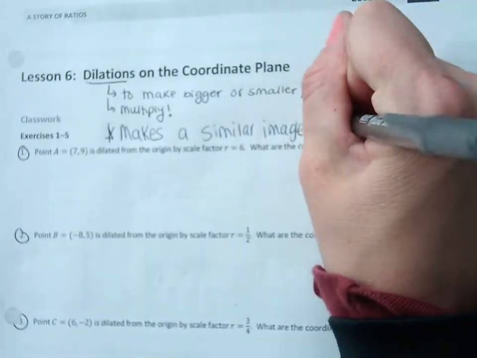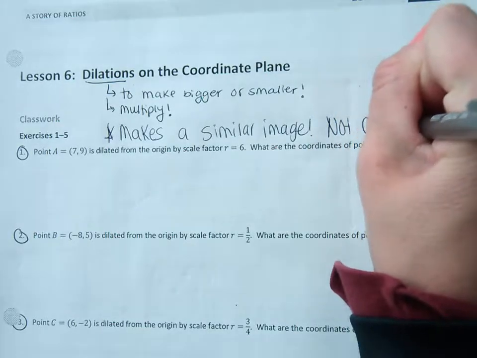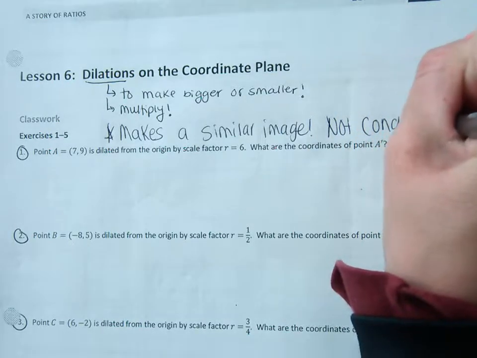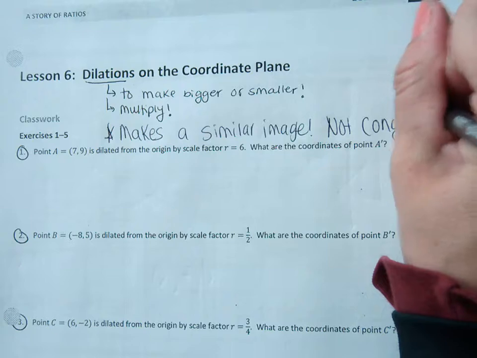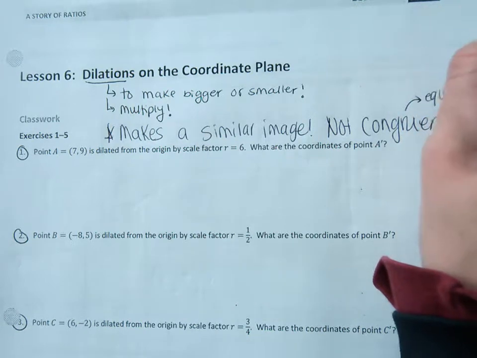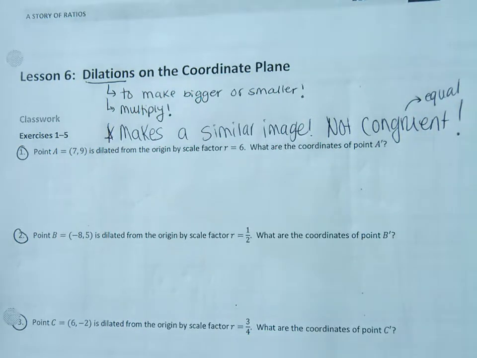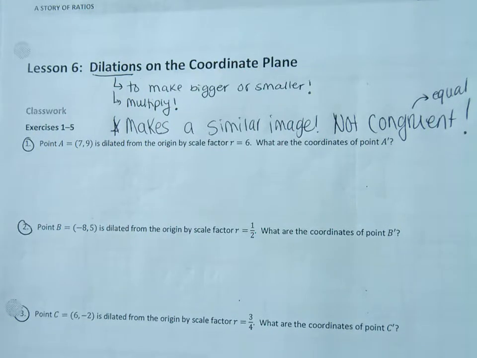These images are not congruent, which means equal. These images are not equal to each other because it's changing the size. This is the only one that we are going to do that changes the image, as far as if it's bigger or smaller. It will make a similar image, it will look the same as far as the shape, but the size is going to change.